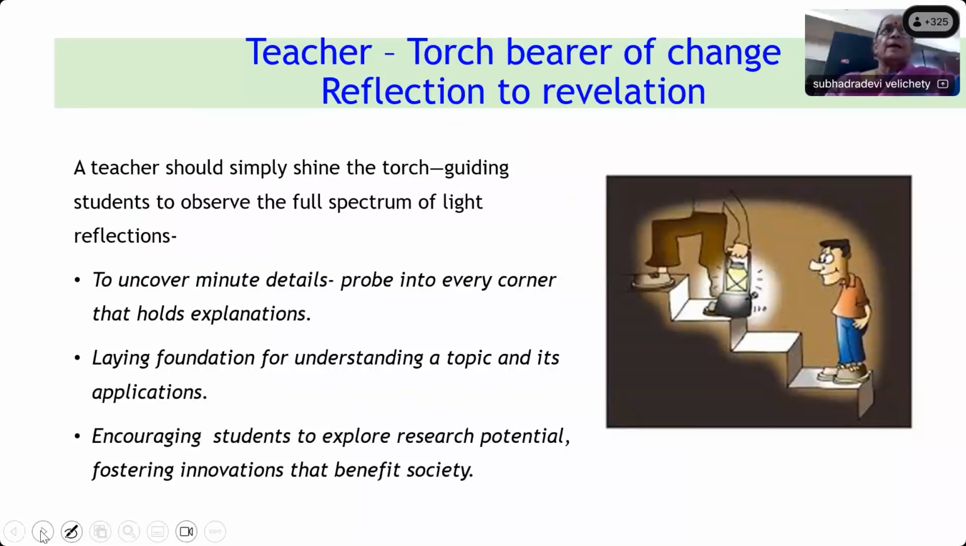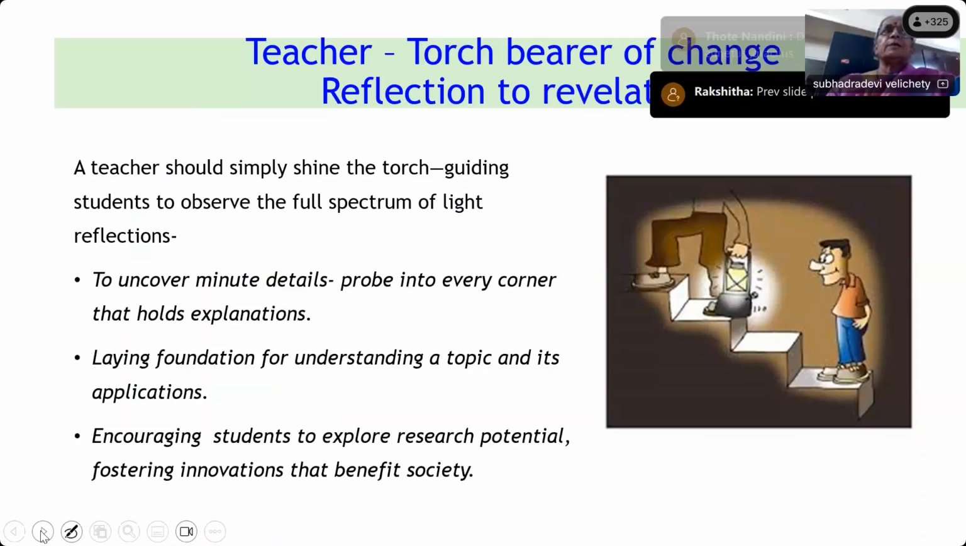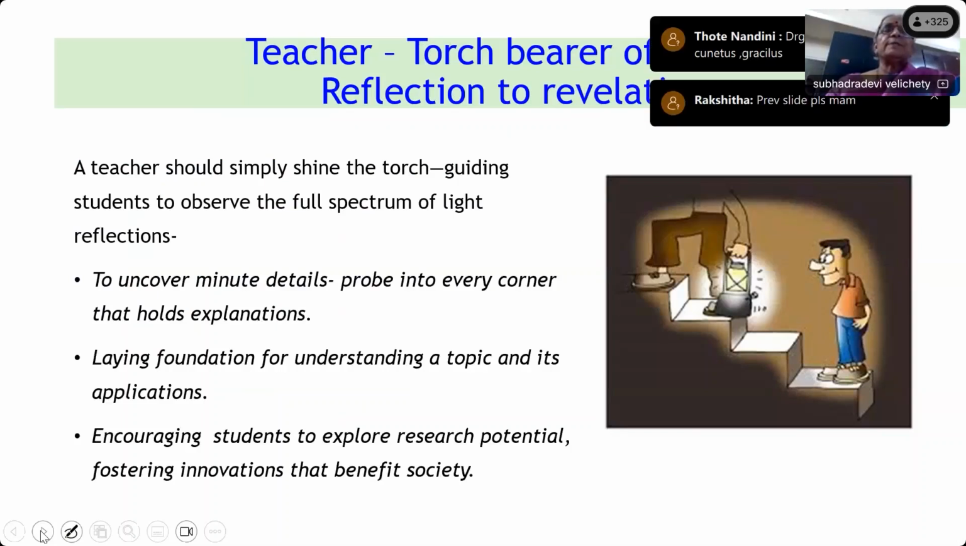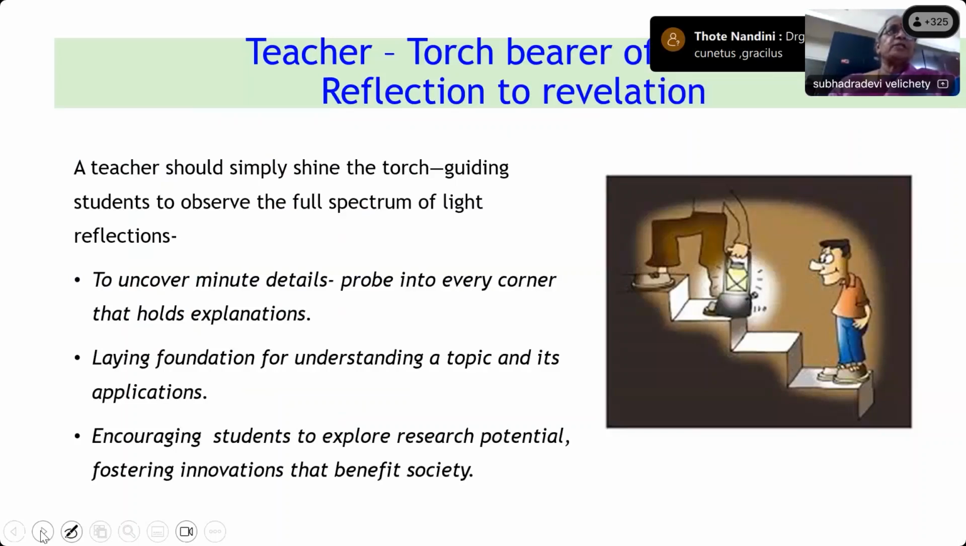Okay, so teacher should be a torch bearer of change, reflection to revelation. The teacher should simply shine the torch, guiding students to observe the full spectrum of light reflections. So the student has to uncover minute details, probe into every corner that holds explanations, and it should lay foundation for understanding a topic and its application.